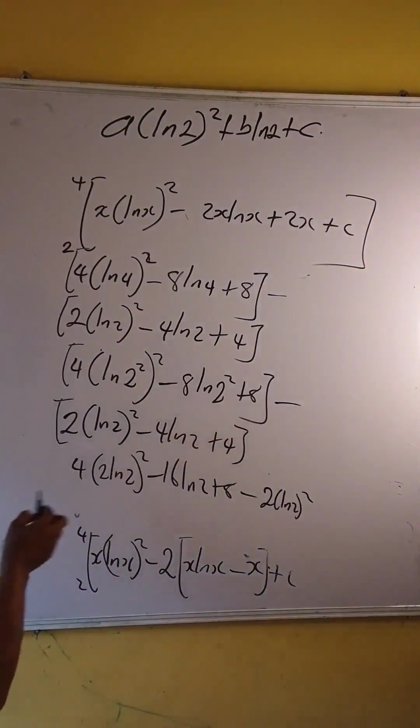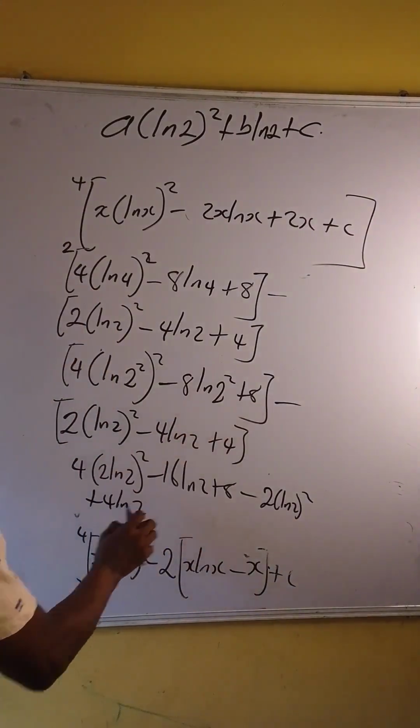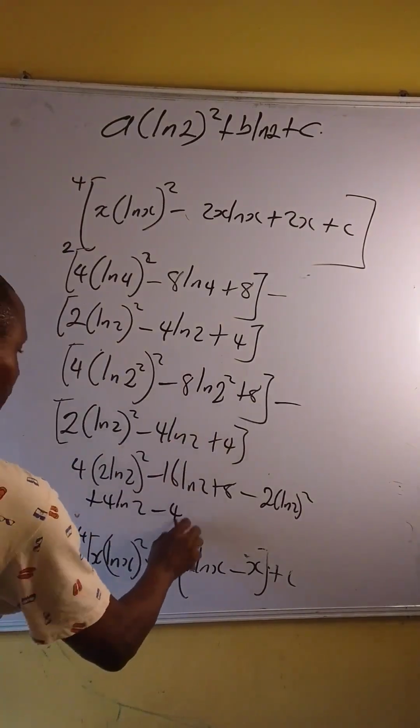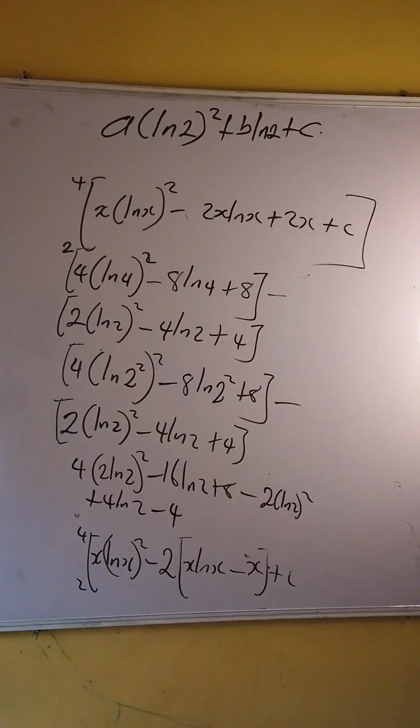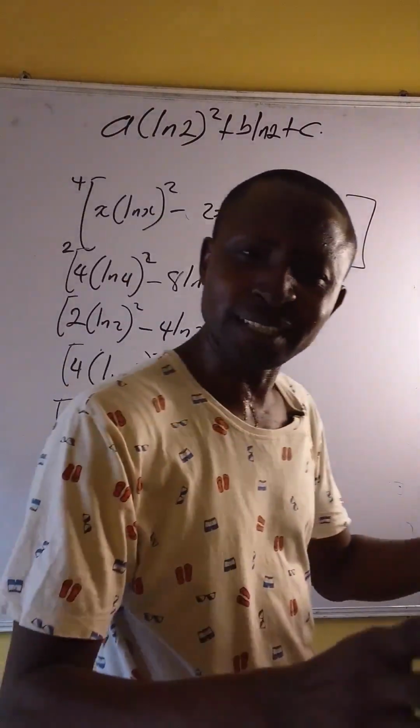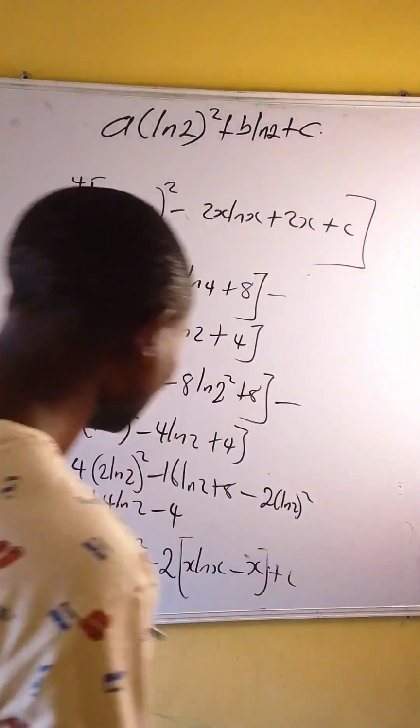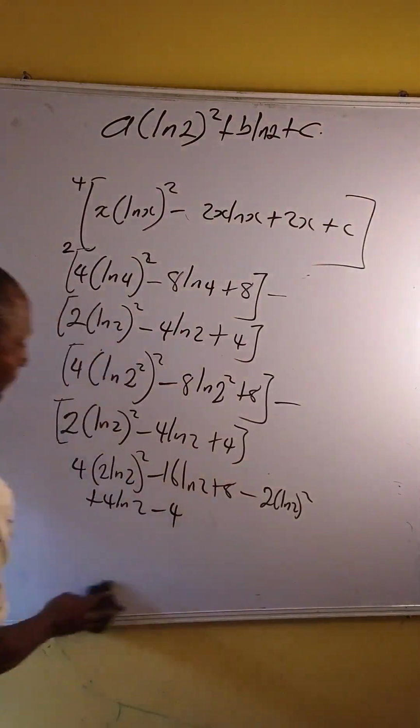So minus times this will give us plus 4 ln 2. Minus times this will give us minus 4. Please, I hope you're getting me. Sometimes you're not careful in mathematics. The minus and plus will just confuse your head. Now see what happened here.